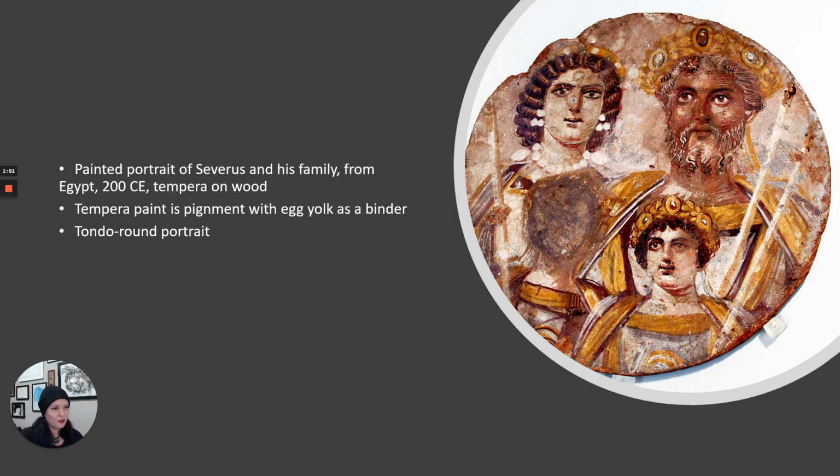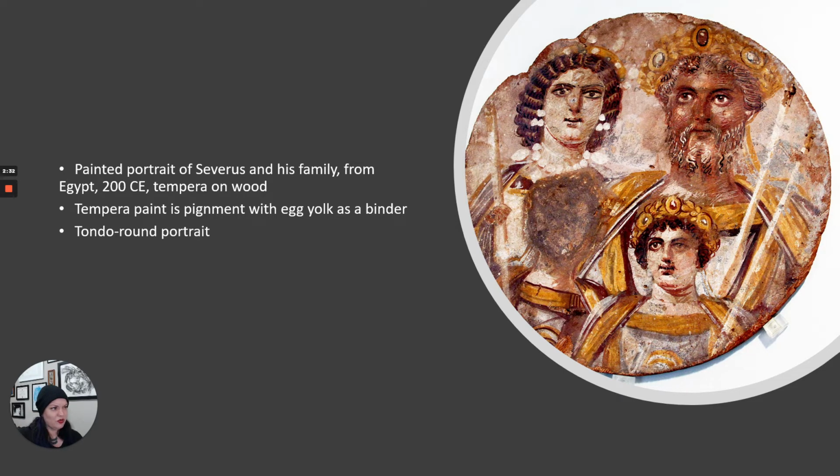Tempera paint becomes a thing that is widely used really up until like the Renaissance, where oil paint kind of makes its debut. So we talked about encaustic painting last time. So tempera paint is a kind of paint in which the binder used is egg yolk. And it's something that all through the Middle Ages, which we're coming up upon, is used pretty extensively. So this is a tempera portrait of the emperor and his family. And you notice that it is round. A round portrait is called a tondo. So in this period, these become fairly popular as well.